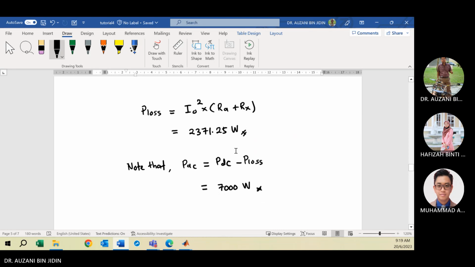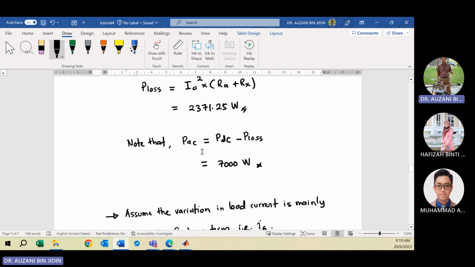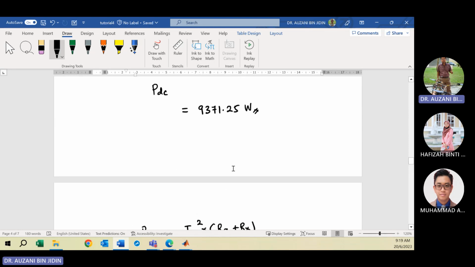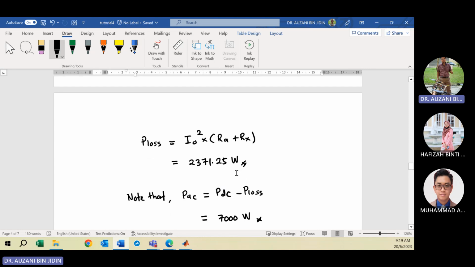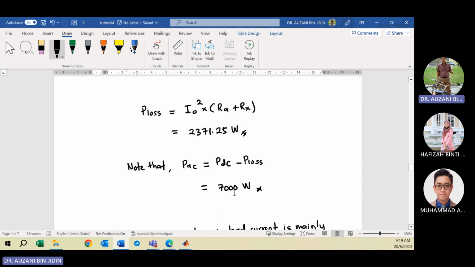So then you calculate, you get 2371.25 watt. Okay, then you can check your answer by subtracting between these two values, PDC and P losses. Then you get 7 kilowatt. So make sure 7 kilowatt, same as given in the question. Because you need to transmit the power from DC to AC, the power absorbed by the bridge must be 7 kilowatt, as given in the question. So this is how you check your answer.